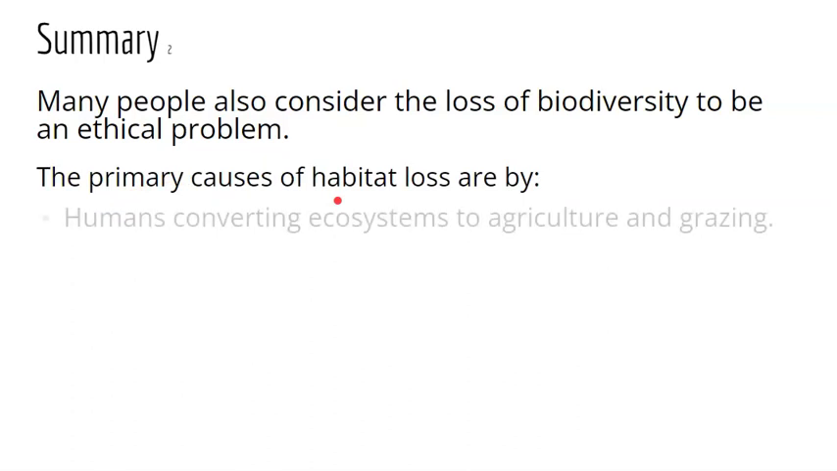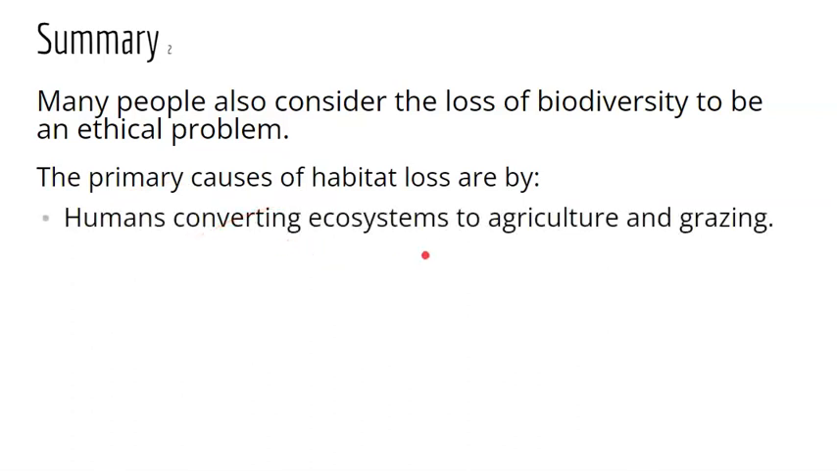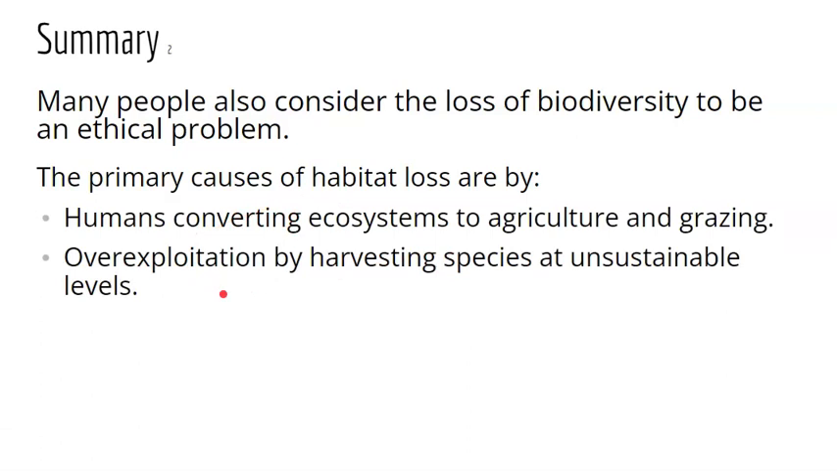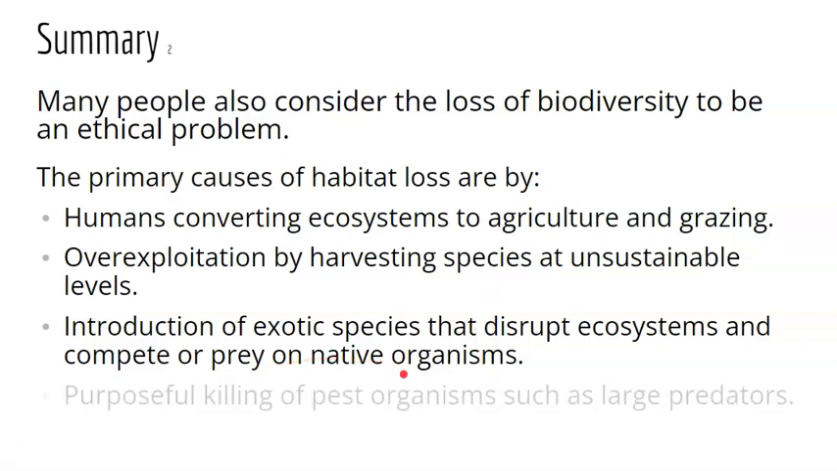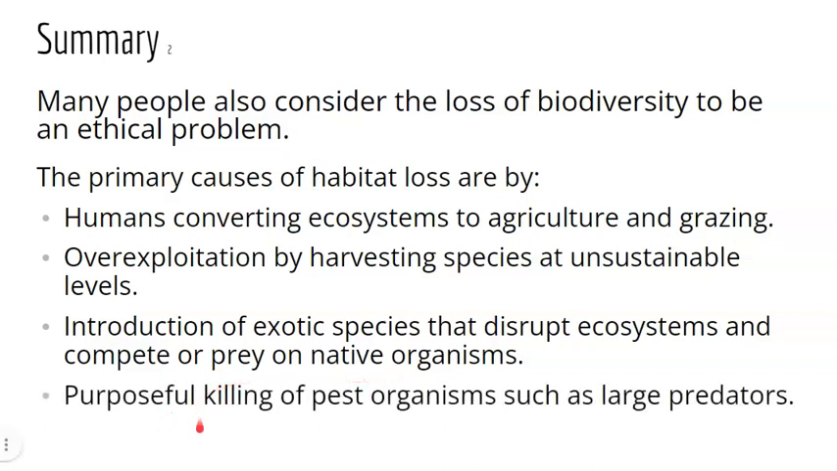Many people also consider the loss of biodiversity to be an ethical problem, but the primary causes of habitat loss are by humans converting ecosystems to agriculture and grazing, overexploitation or overusing by harvesting species at unsustainable levels, so levels where we're taking them up so fast that they can't grow back, introduction of exotic species that disrupt ecosystems and compete or prey on native organisms, and then also the purposeful killing of pest organisms such as large predators. Pest organisms to humans, like we don't like them because maybe they're a danger to us or they are an annoyance to us, but they do play a role in the natural world.